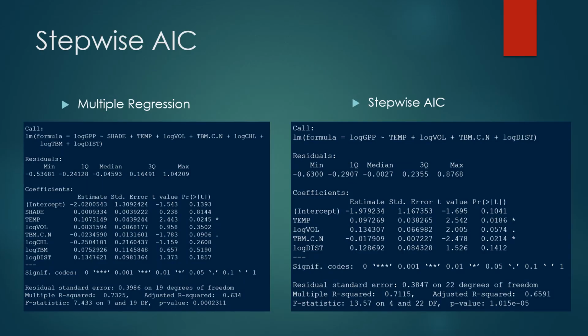After log transforming some of our other variables, we did a multiple regression with shade, temperature, log volume, TBM ratio, log chlorophyll A, log TBM, and log distance. We see that only temperature was correlated with log GPP. We then tried to simplify the model by running a stepwise AIC. The model only retained temperature, log volume, TBM ratio, and log distance as the most important variables, explaining 66% of the variability in log GPP. However, only the variables temperature and TBM ratio seem to be significantly correlated, while log volume seems to be only marginally significant.